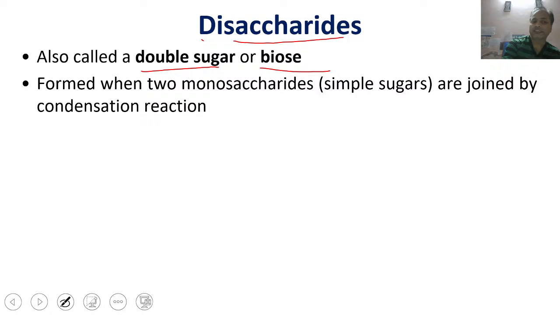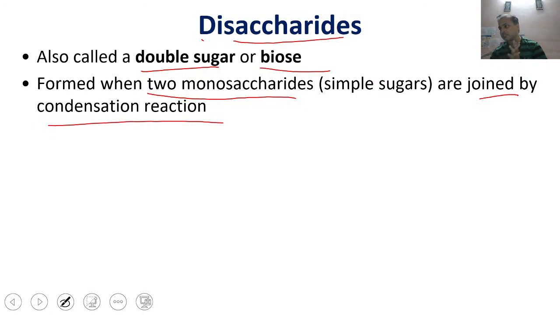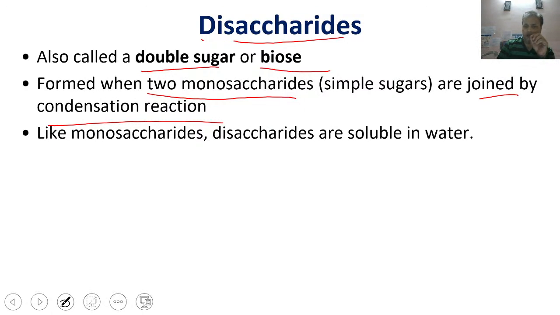Whenever two monosaccharide units, two simple sugars or simplest units of carbohydrate, are joined together by a condensation reaction. What is a condensation reaction? Condensation reaction is the combination of two units where you remove a water molecule. Polymerization you can call it, condensation you can call it, both are the same; the only difference is removal of water or non-removal of water. So it is a condensation reaction where water is removed, which we will see later on.